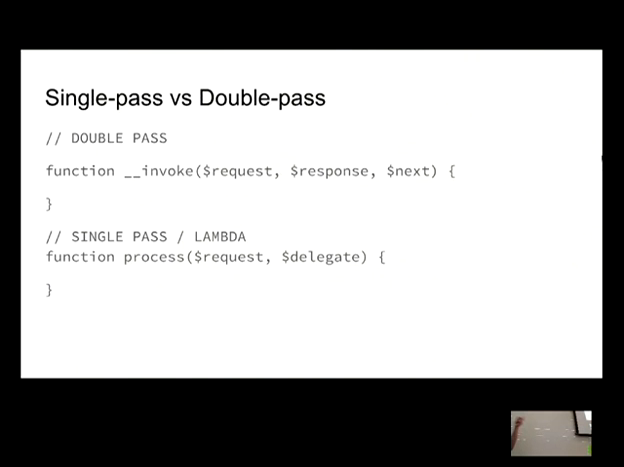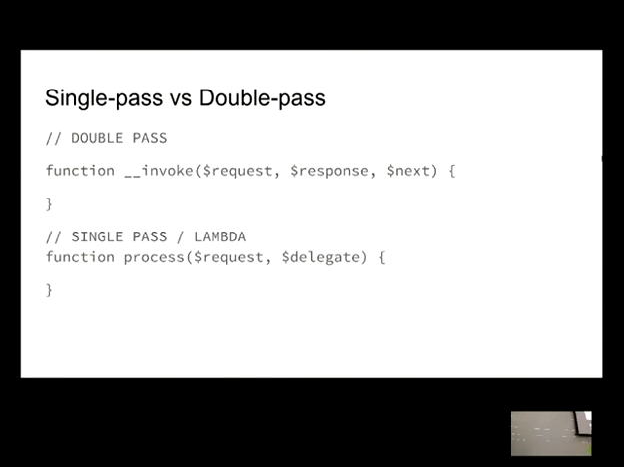But the single pass approach, this Lambda approach, just takes the request and takes the delegate, which is like the next callable. And so in this approach, you need another way of dealing with that, like being able to generate the response. So your option is to either bake in, like, creating a JSON response using a Symfony JSON response object, or use a factory, so that you can pass in a factory that will generate responses as a dependency, so you remove that dependency.